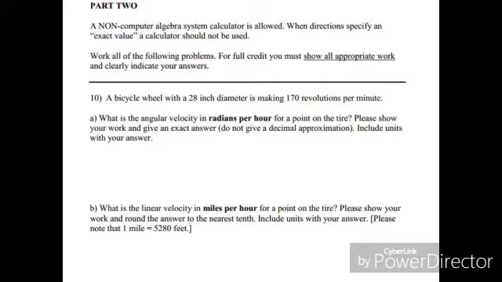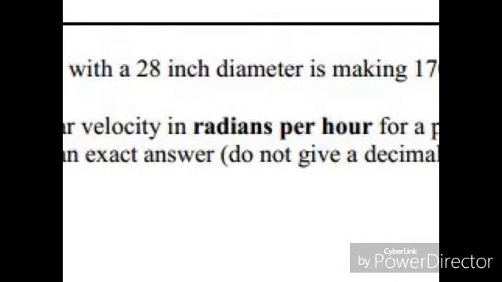Number 10, a bicycle wheel with a 28-inch diameter is making 170 revolutions per minute. Okay, fine. Any kind of circle diameter revolutions per minute problem is always about the circumference. So at least one big piece is about the circumference. C equals 2 pi r, or C equals pi d. These are both formulas for the circumference of a circle.